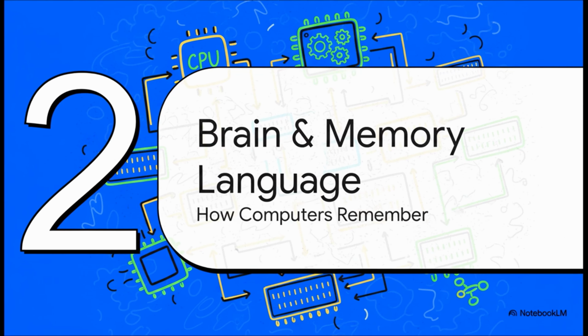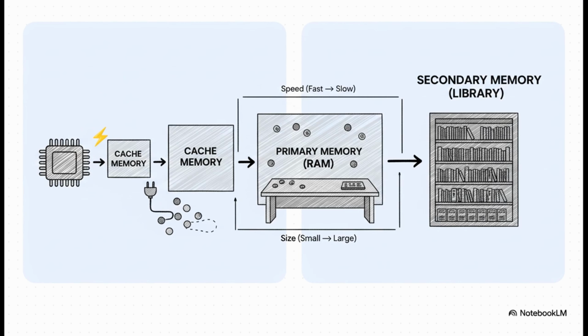Okay, so we've covered how the CPU thinks, but how does it remember anything? Well, that's where memory comes into play. And just like us, computers have their own special language for both thinking and remembering. So computers really have 2 main kinds of memory. Think of primary memory, that's RAM, as your workbench. It's super fast, right there, ready to go. But the second you turn off the power, poof, the workbench is wiped clean.